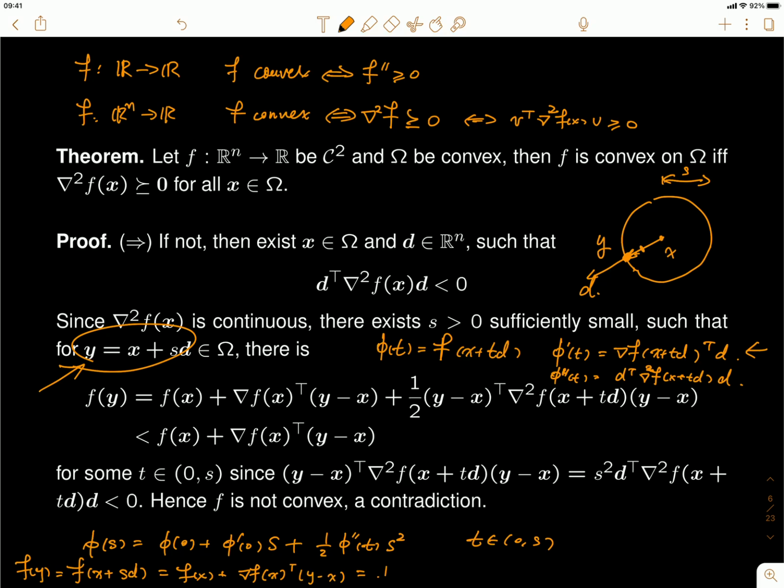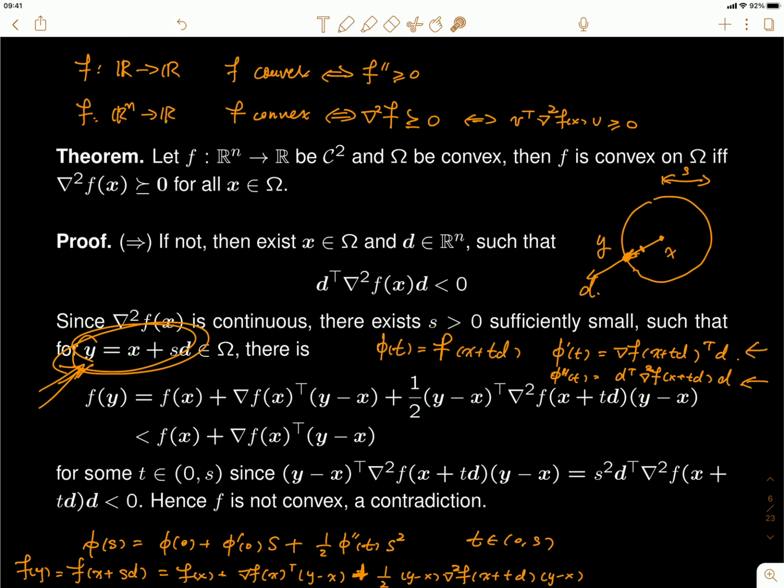And then equals 1/2. And then I will have the d transpose. Check this. The d transpose Hessian of f at point x plus td times d, and there is s. So we recall that again sd equals y minus x. So I can rewrite this term as y minus x, the Hessian of f at x plus td, then another y minus x. Okay, and that is where this first equation comes from.